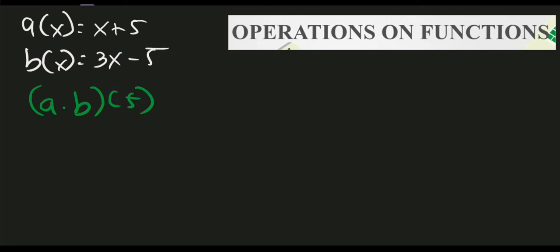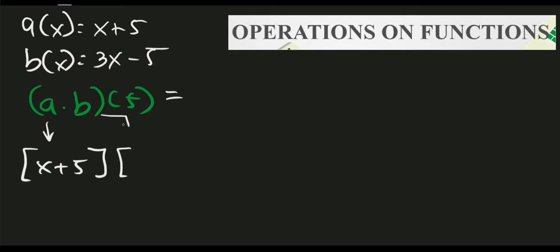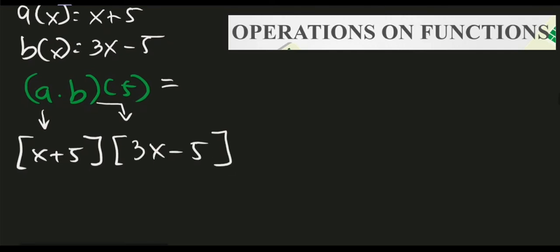Alright, so let's double check your answer. Let's identify what will be the value if we multiply function a and function b with this input as 5. Same procedure. What are the contents of function a? For function a, we have x plus 5. We need to multiply this by the contents of function b, which is 3x minus 5. We have this input as 5, so let's substitute the value of x as 5.